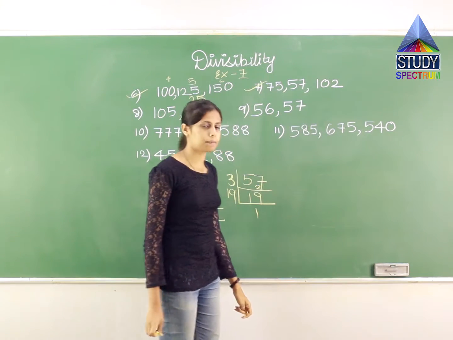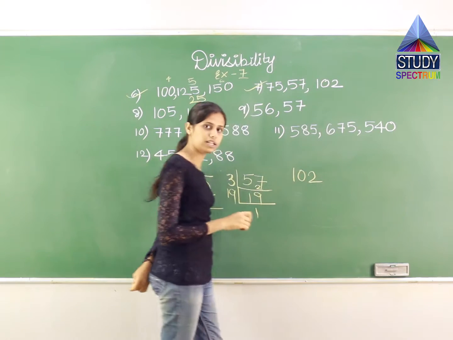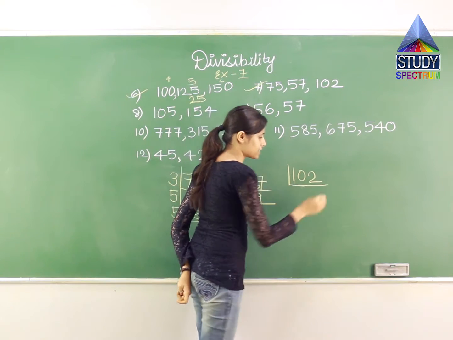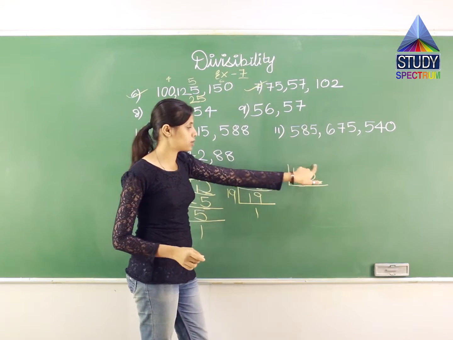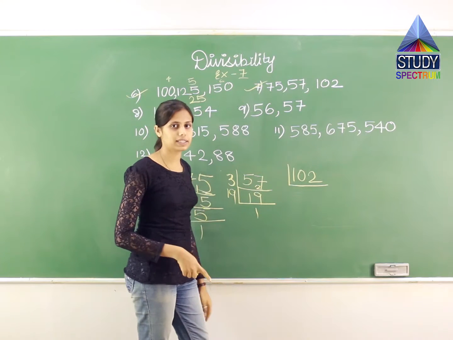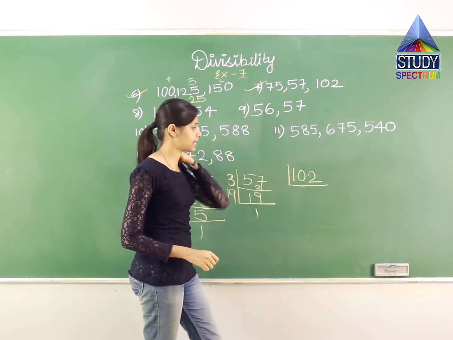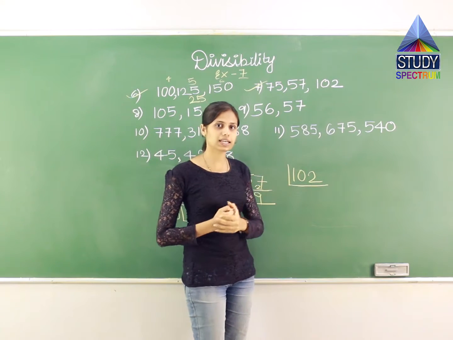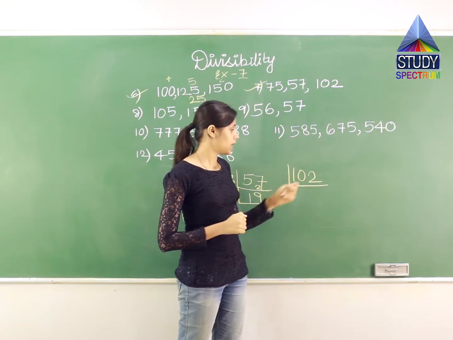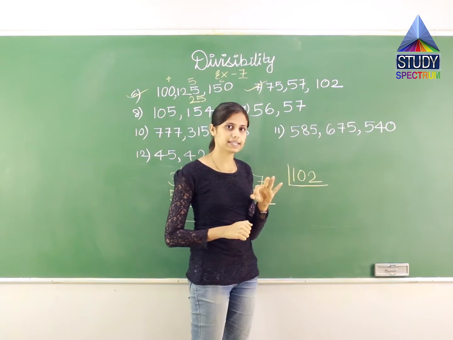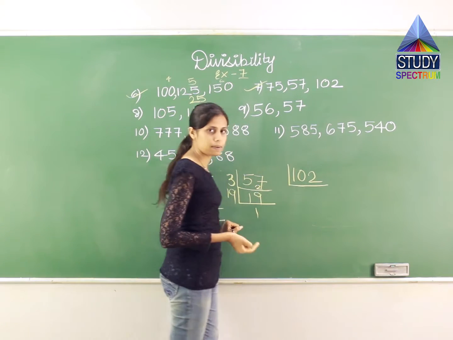102, the next number. So let us find the factors of 102. 102 inside the factorization bracket. 1 plus 0 gives me 1. 1 plus 2 gives me 3. 3 is divisible by 3. So 102 is also divisible by 3. Test of divisibility by 3 says if the summation of all the digits in the number is divisible by 3, then the entire number will be divisible by 3. Over here the summation comes to 3 and 3 is divisible by 3. So the entire number 102 is also divisible by 3.